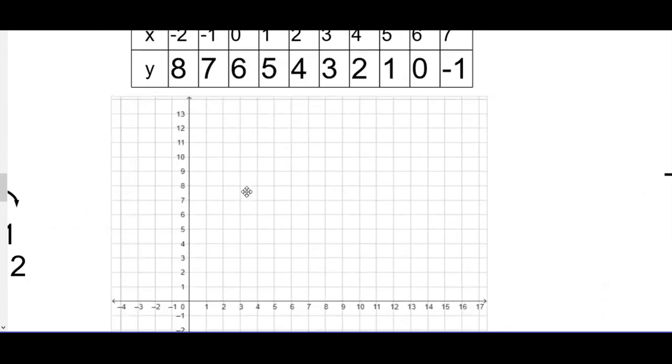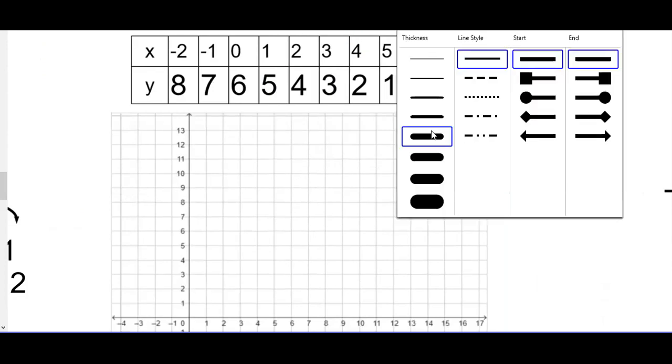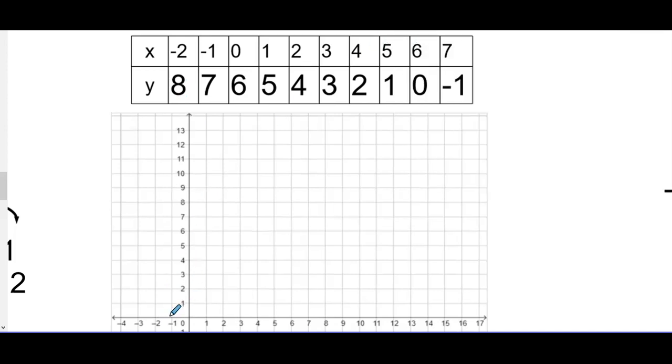Go ahead plotting the coordinates. Okay, so we have -2, 8. The value of x is -2 and the value of y is 8. What does it mean? I'm going to show you. So you take your pencil and then start plotting the points. So this will be -2, 8. So you do like this. This is -2, which is the value of x, and that is 8. So we're going to have -2, 8. So it will be a point somewhere there.